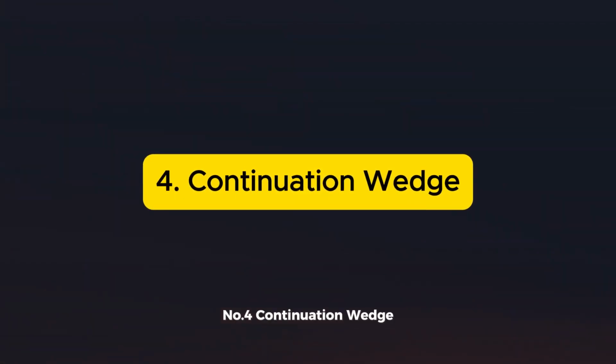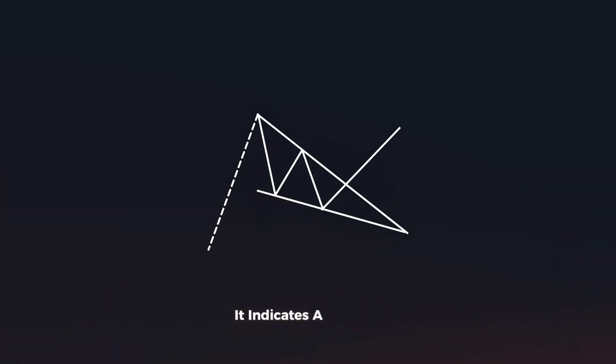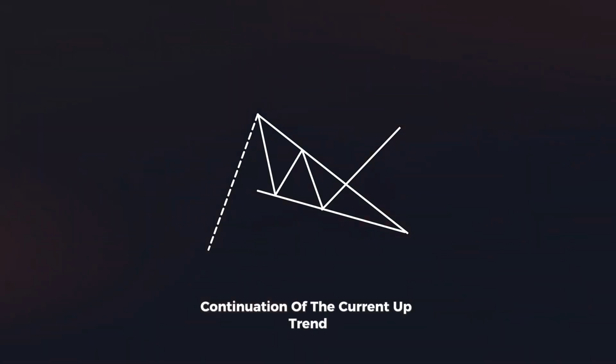Number 4. Continuation wedge. A continuation wedge is considered a bullish signal. It indicates a possible continuation of the current uptrend. A continuation wedge consists of two converging trend lines. The trend lines are slanted downward.